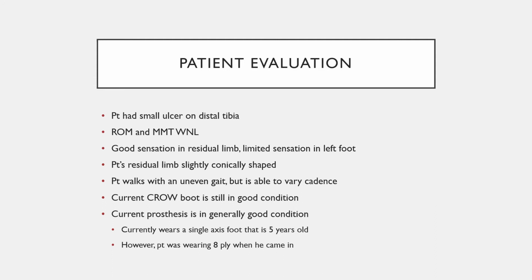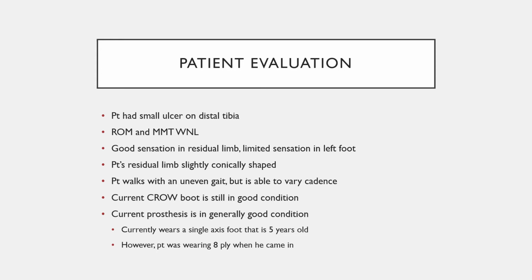So we went ahead and we also tested his range of motion and manual muscle testing, and those were both normal. He's quite flexible and he's pretty strong. And he has good sensation in his residual limb, but he has limited sensation in his left foot due to that peripheral neuropathy. His residual limb is also conical in shape, and that seems to indicate that he is shrinking even further.